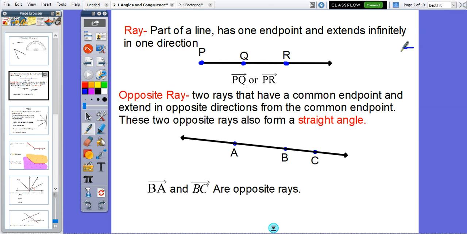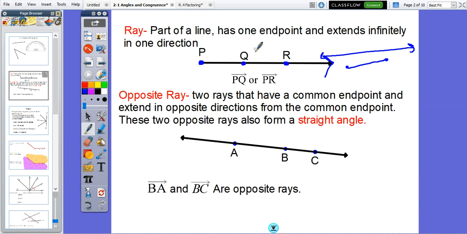Remember, our lines go infinitely in opposite directions, forever and ever. We took parts of a line and called those segments, where we have a start point and an end point. Well, the ray is just that. It has an endpoint as well, but it goes infinitely in one direction, as you can see, forever and ever.